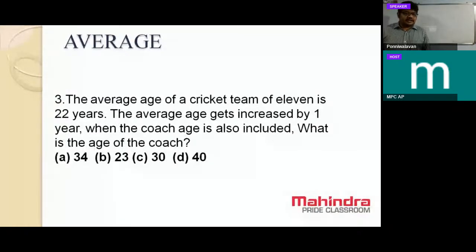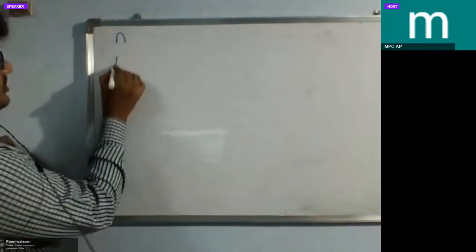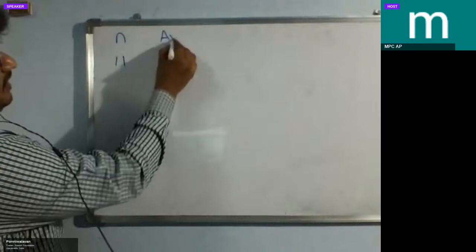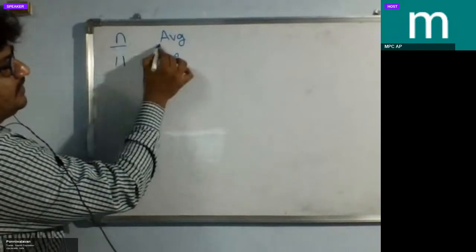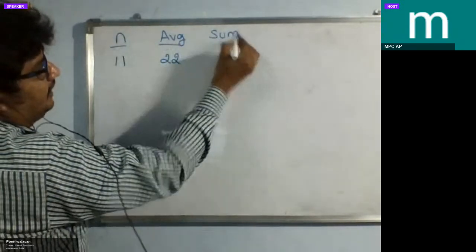Average age of a cricket team of 11 members. So how many members average they given? 11 members. Okay, what is the average value? 22. Okay. So listen. 11 members average they given. What is the 11 members average? 22. If they give the number of terms and average, is it possible to find the sum of n terms?